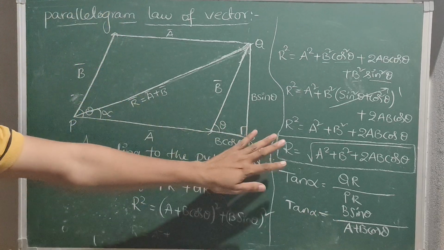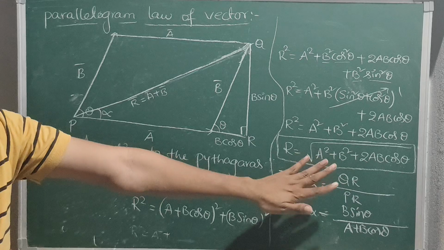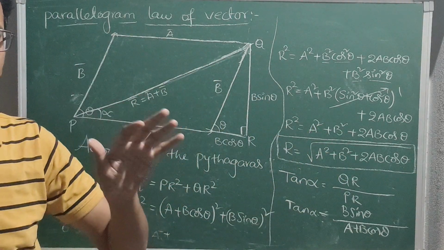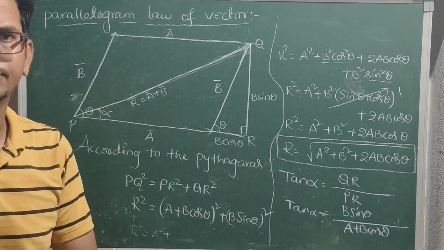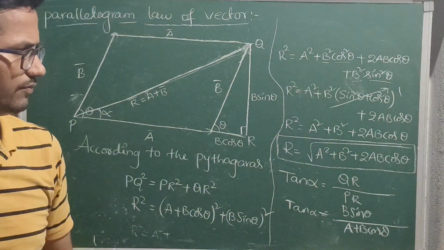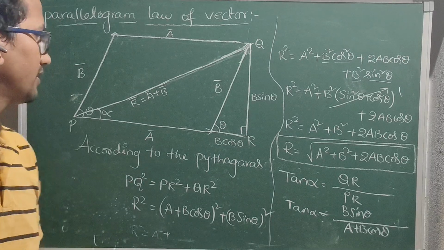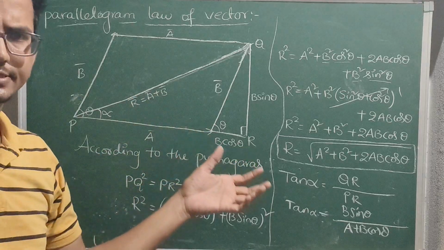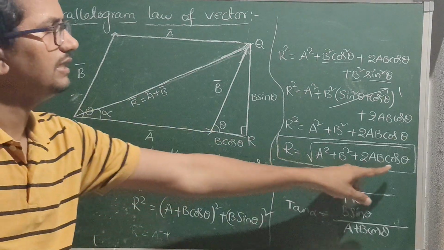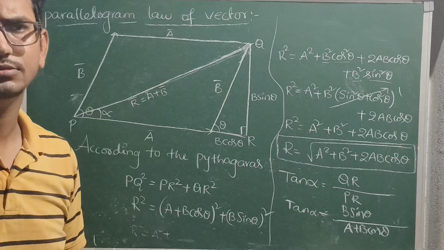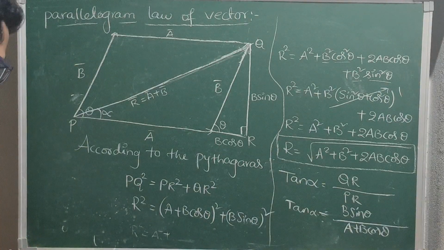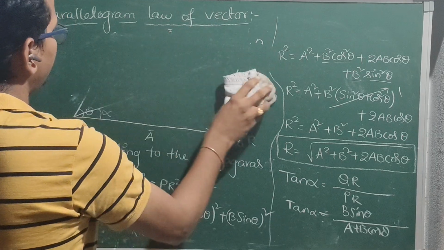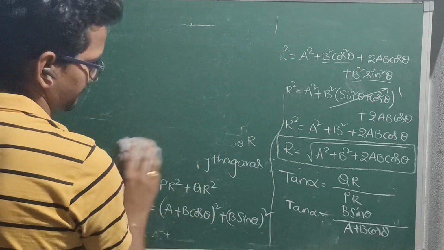This formula is very important. You can remember it, and it is useful for all the chapters. We can apply it in all the chapters to do the sums. This is the alpha of the resultant of the vector. This is the parallelogram law of vector. What are the different cases? If we change the theta values, then what happens? We'll discuss the different cases in the parallelogram law of vector.